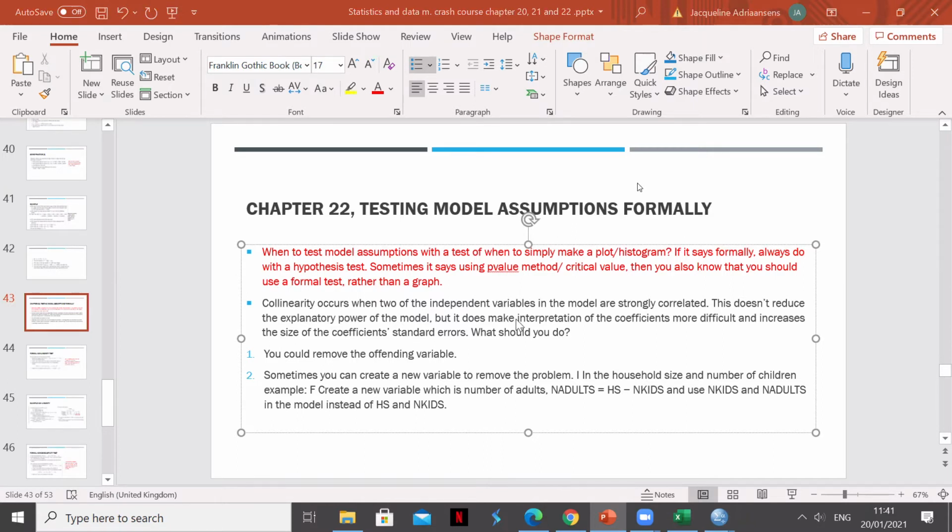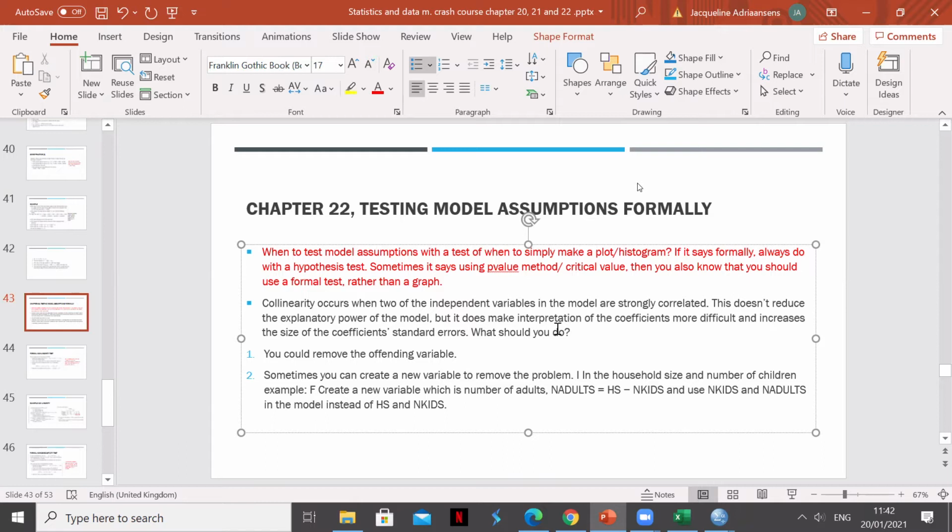And so there is one thing. We discussed collinearity. Remember that there's collinearity when two of the independent variables are strongly correlated, and if it's perfect, they are in a linear relationship. And this doesn't reduce the explanatory power of the model, but it does make interpretation of the coefficients more difficult.